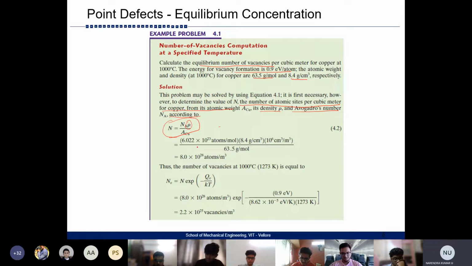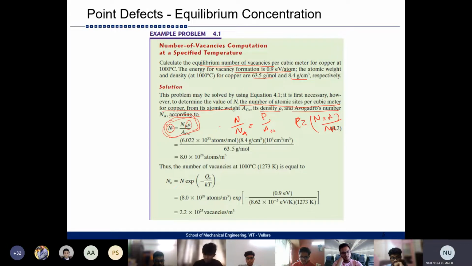Okay. If you take the density, we get mass by volume, and based on that we can calculate N by Na equal to rho by A Cu. So if you see, rho is equal to N into A divided by Na. This is the density equation where we calculated theoretically. The same equation we are writing in this form based on N, which we need to calculate, the number of atomic sites per cubic meter.